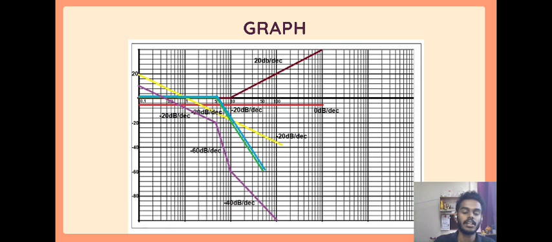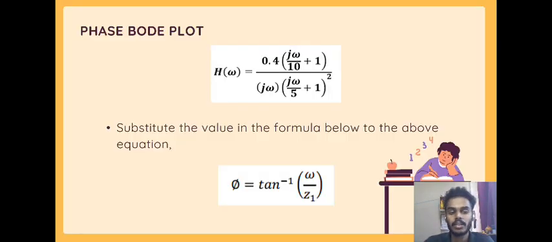These transitions are clearly marked on the Bode plot with slope labels, helping us visualize how the formula translates into frequency response behavior. So for the next part, we will do a phase plot. We begin with the transfer function H(omega) equals 0.4 times (j omega over 10 plus 1), then over j omega times (j omega over 5 plus 1) to the power of 2.